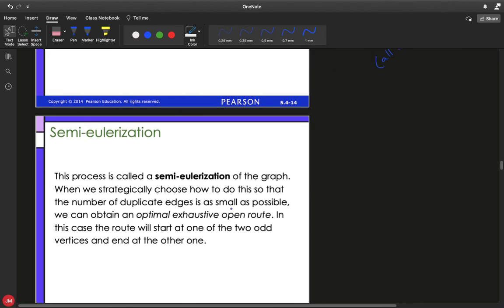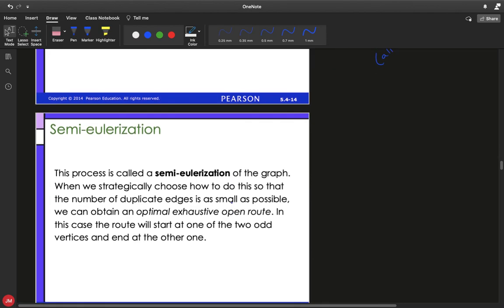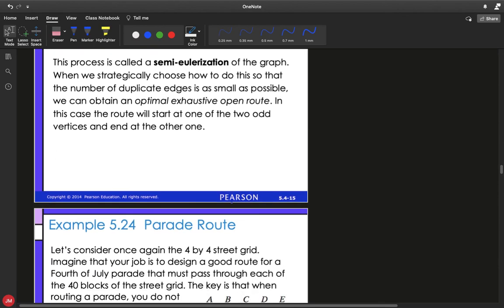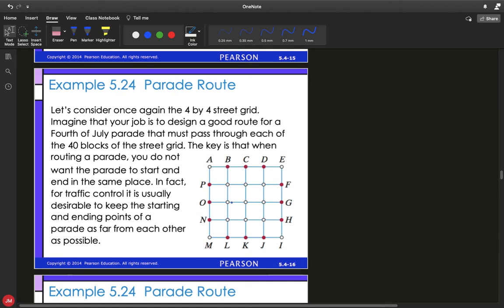Okay. So again, that's kind of what it'll talk to you about in these slides if you want to read through them. So Semi-Eulerization is what we use in order to create a path where we don't necessarily need to end up at the same place as where we started.